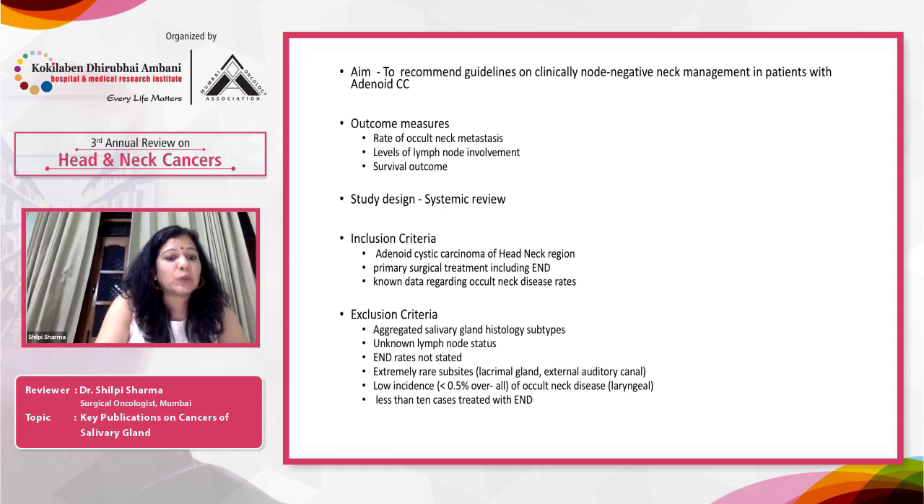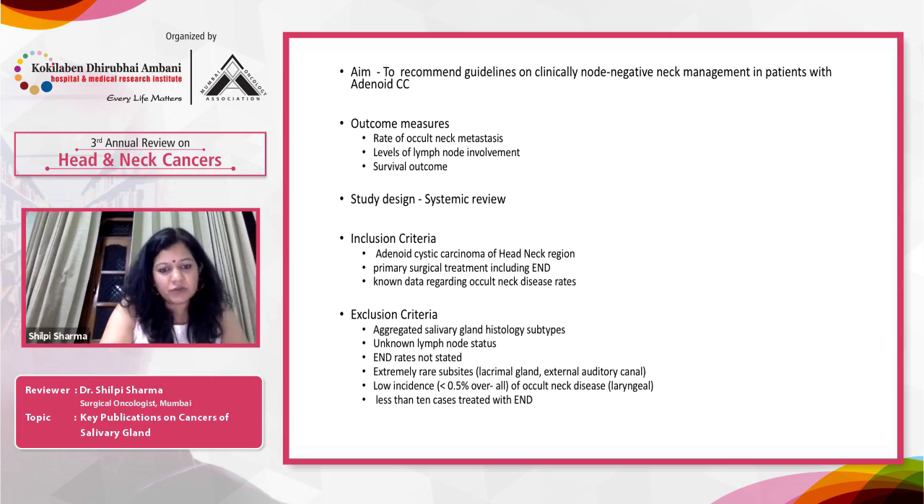So finally, they included studies which covered adenoid cystic carcinoma of the head and neck region, which were mainly treated with surgery and were offered elective neck dissection, and when they had significant data available to assess the occult node positivity rate. Studies in which the adenoid cystic carcinoma was not separately defined, or which had unknown lymph node status, or where the details about the elective neck dissection rate were not mentioned, were excluded.